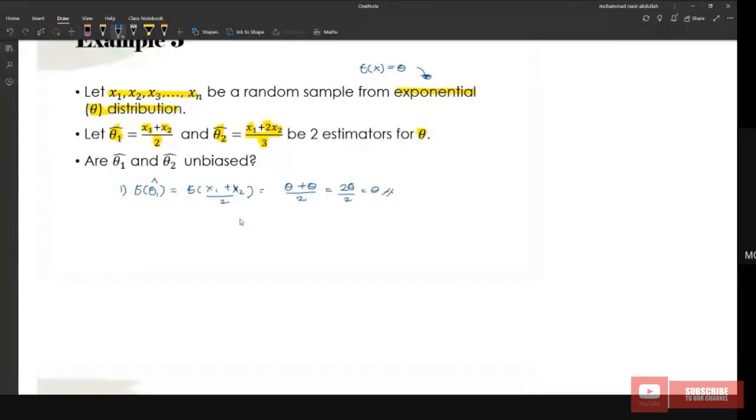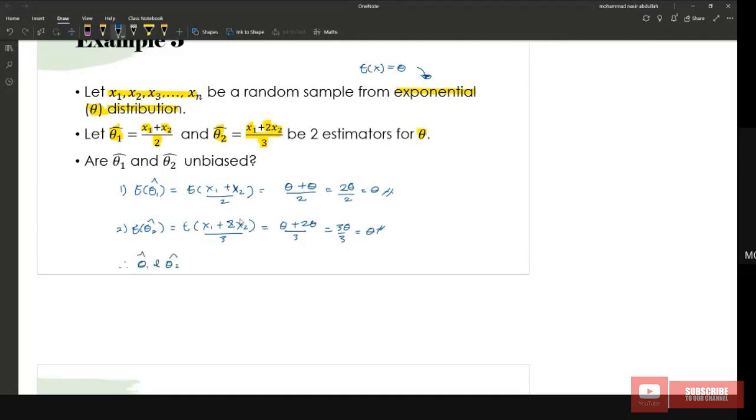For number 2, the expected value of theta 2 hat equals the expected value of (X1 + 2X2)/3. So this should be equal to (theta + 2 theta)/3, so this is 3 theta over 3, equal to theta. So from here, we can conclude that theta 1 hat and theta 2 hat are unbiased estimators.